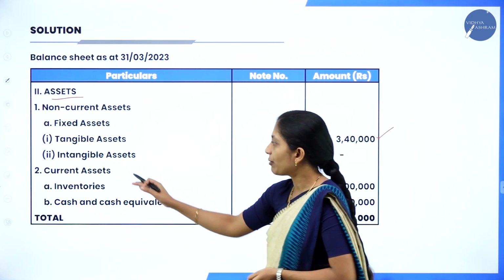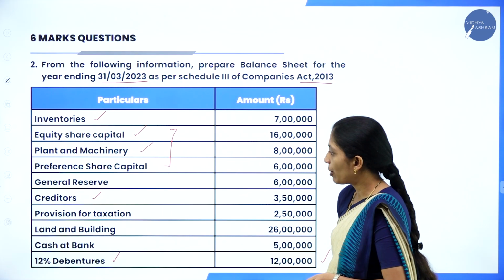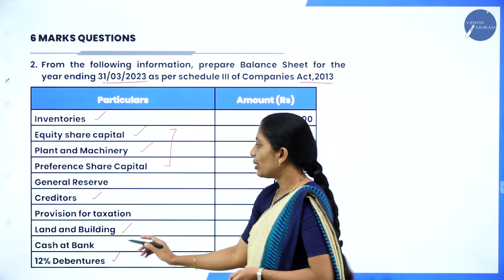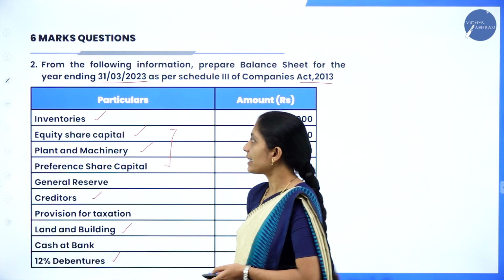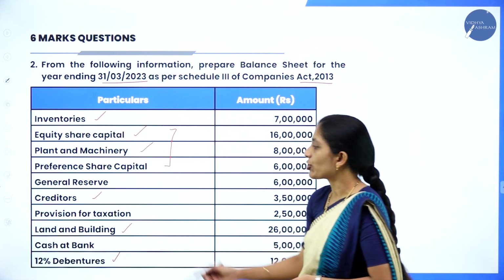Now coming to the second one, current assets. What are the current assets we have? If you see the problem, land and building is done, plant and machinery is also done. So we are left with current assets, that is inventories we have, and cash at bank.